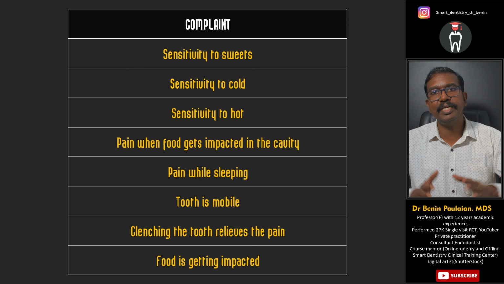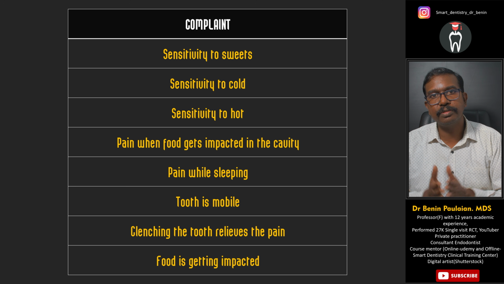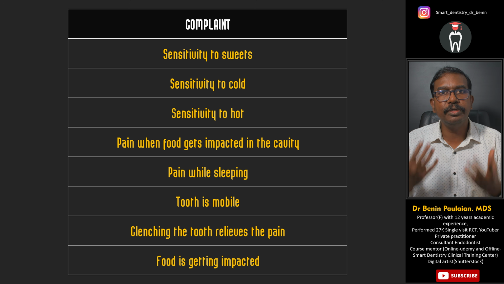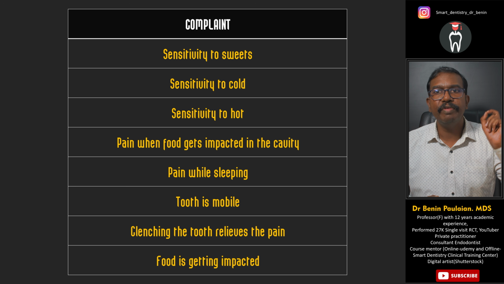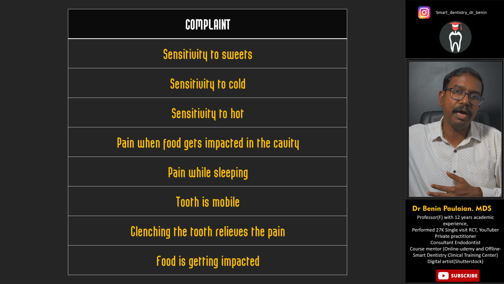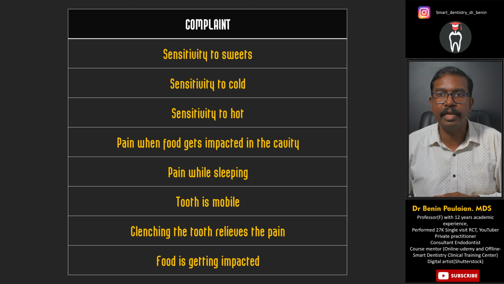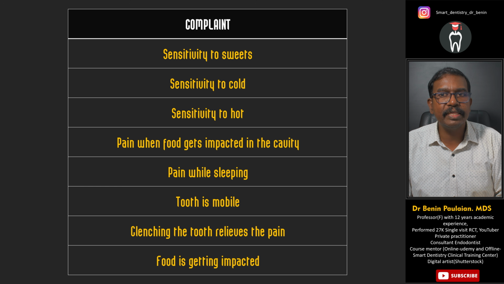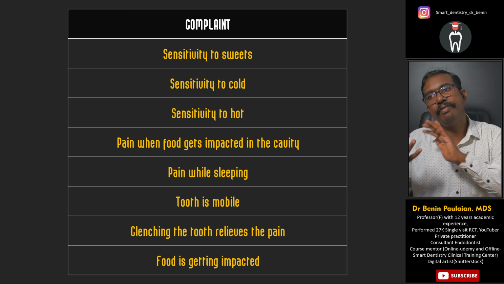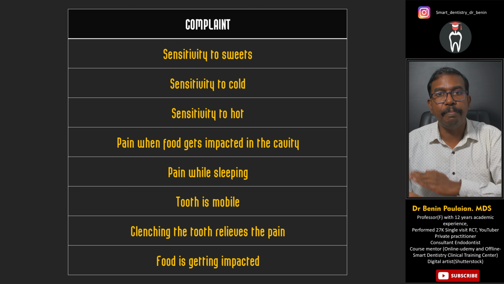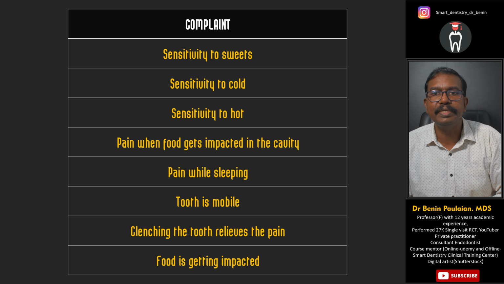So coming to the conclusion, I will summarize the important points that you should keep in your mind. First, while doing the history evaluation, whenever the patient gives a sensitivity to sweet, it is in the outer enamel or almost close to the dentin enamel junction. Whenever there is sensitivity to cold, then we can say that it is almost in the middle of the dentin. Whenever there is sensitivity to hot, we can say that the caries has extended close to the pulp, almost very deep decay.